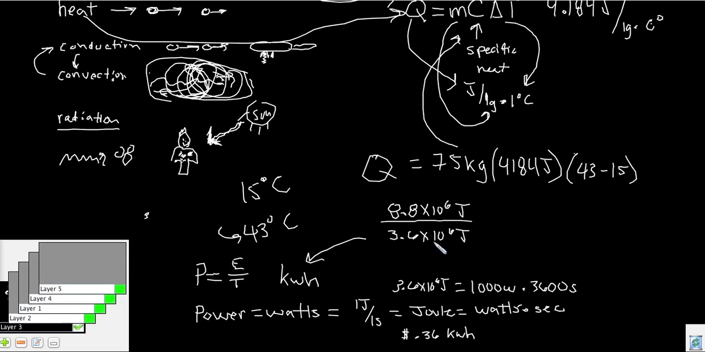And so what is that going to equal? So I divide these things out. It's going to equal 2.4 kilowatt hours, right? And if I multiply that times my $0.36, what do I get? I get 2.4 times 0.36, which is going to be 86 cents. Sweet. So not bad. Not bad at all.